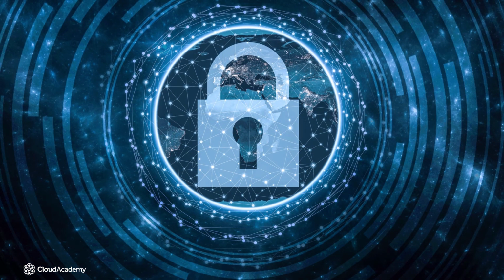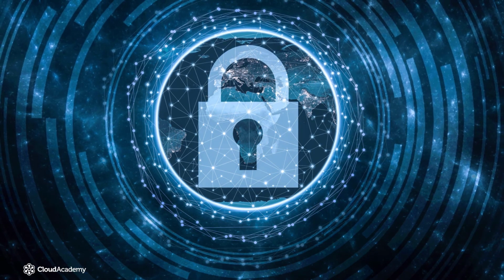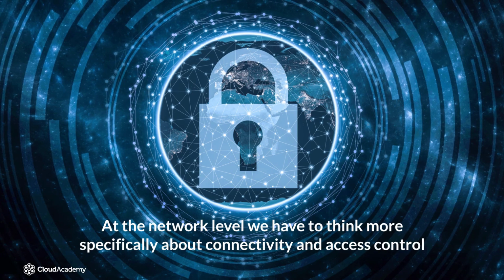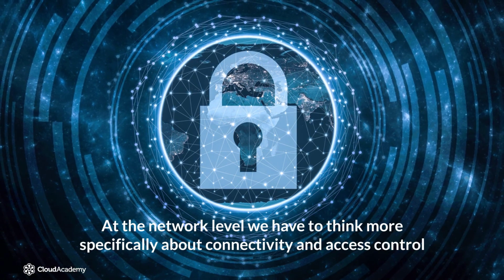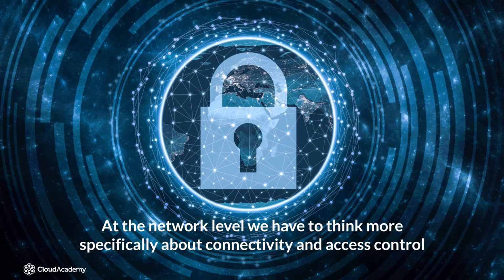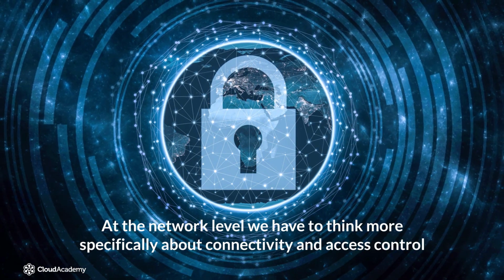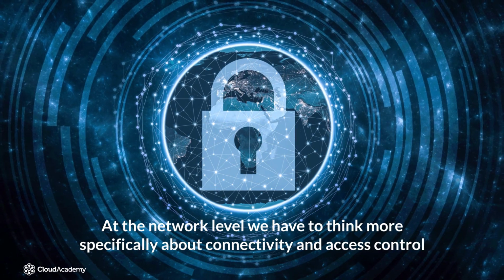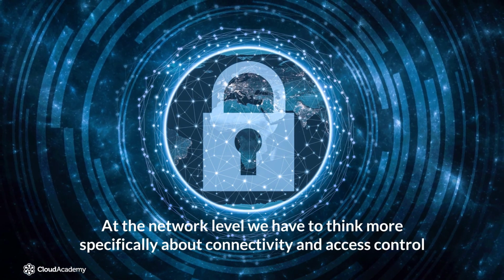In general, GCP is good for this, with things like default encryption and a lot of logging for forensic and performance analysis. However, at the network level, we have to think more specifically about connectivity and access control. Good practice is to use a VPC, virtual private clouds. Remember, they can span multiple regions, so you can have one VPC hitting the data centers in different parts of the world so that your backend services can be optimized.